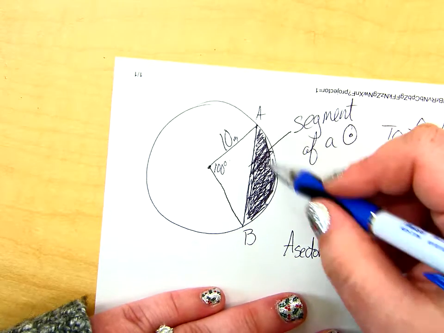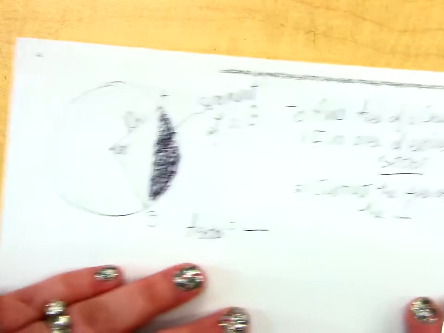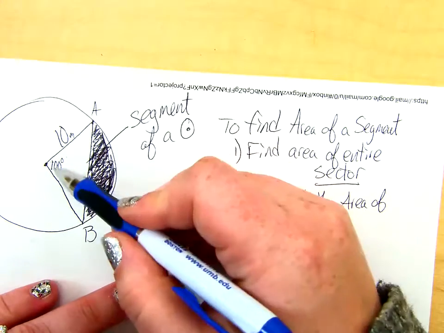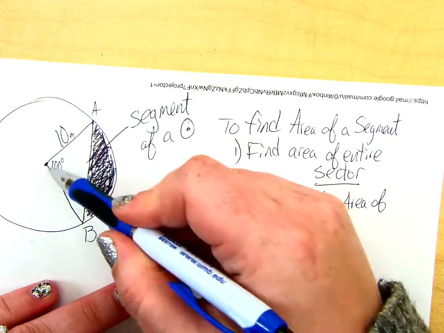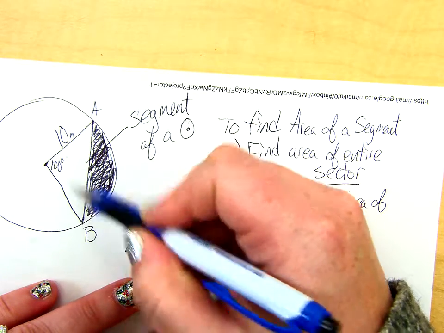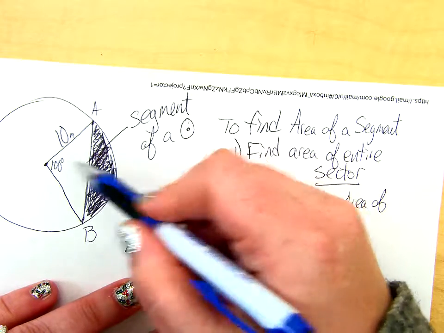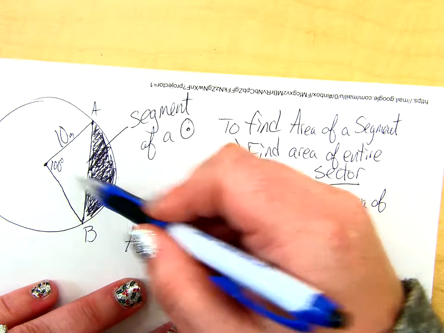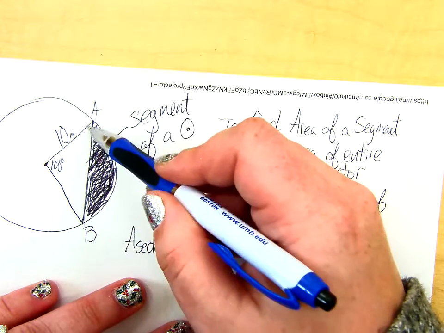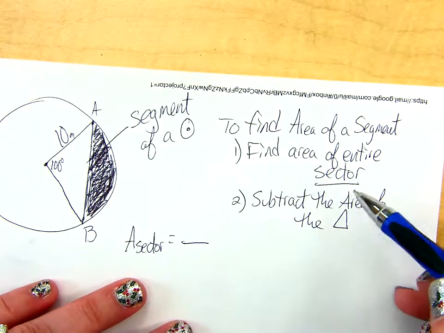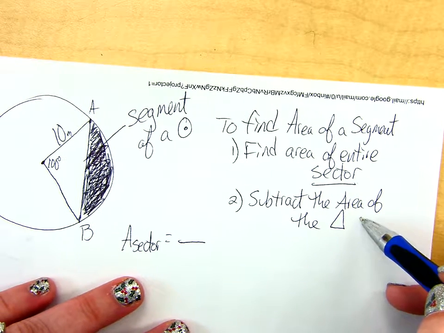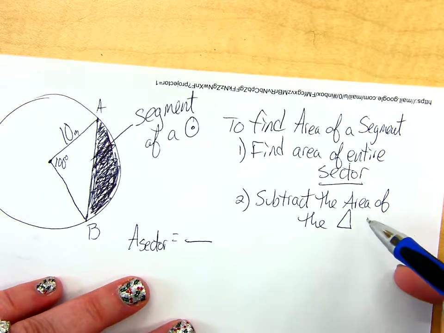So to find the area of this piece, you have two steps. First, you're going to turn it into a sector. So we drew in a radius to each chord endpoint. So we turned it into a sector. So I want to find the area of this whole slice of pizza, and then I'm going to subtract away the area of this triangle. So those are your two steps. Area of the whole sector minus the triangle. So that's where we're at.